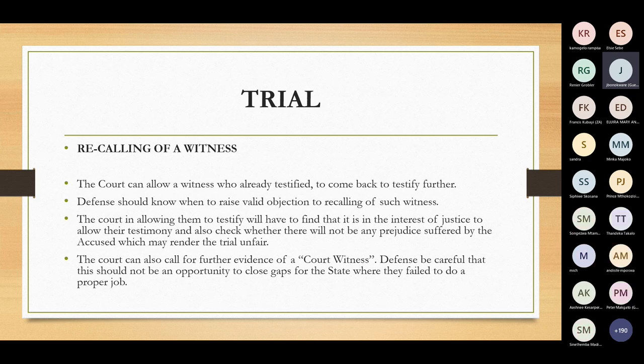When the court is asking questions, it cannot re-examine a witness. It cannot ask questions that are closing gaps where the state has failed and left loopholes. The questions that are allowed and acceptable for the court to ask are only one type of question. They are clarity-seeking questions. Be careful of that word.